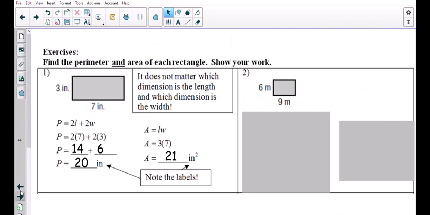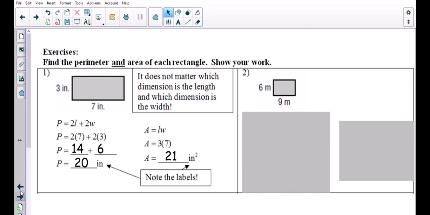So let's go ahead and start with some pretty simple examples where we find both the perimeter and area of rectangles or squares that are given. Please recognize that it doesn't matter which dimension is the length, which dimension is the width. You're going to get the same perimeter, you're going to get the same area throughout. So it's not really important which one is which. And again, don't forget that formula sheet that you have. Find those formulas on there.